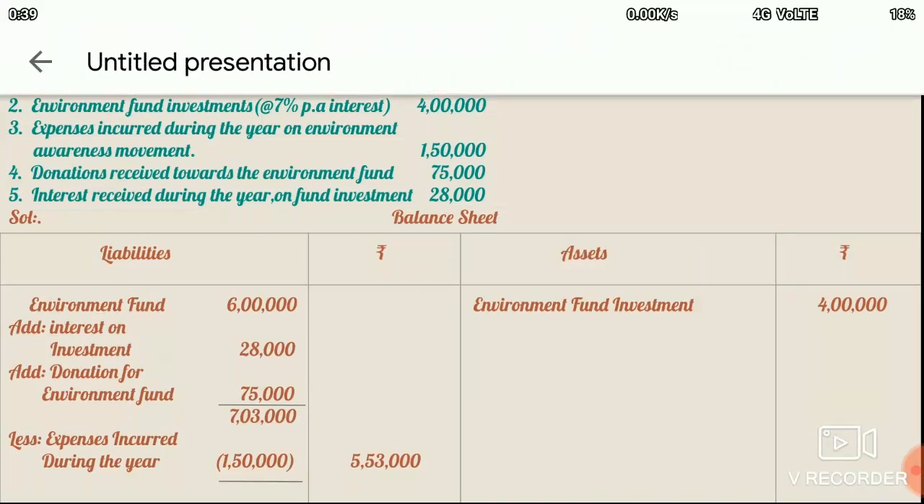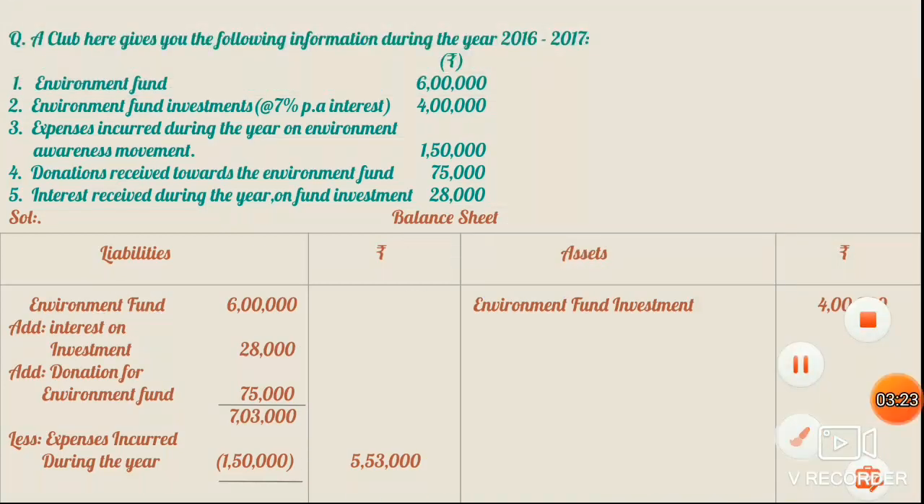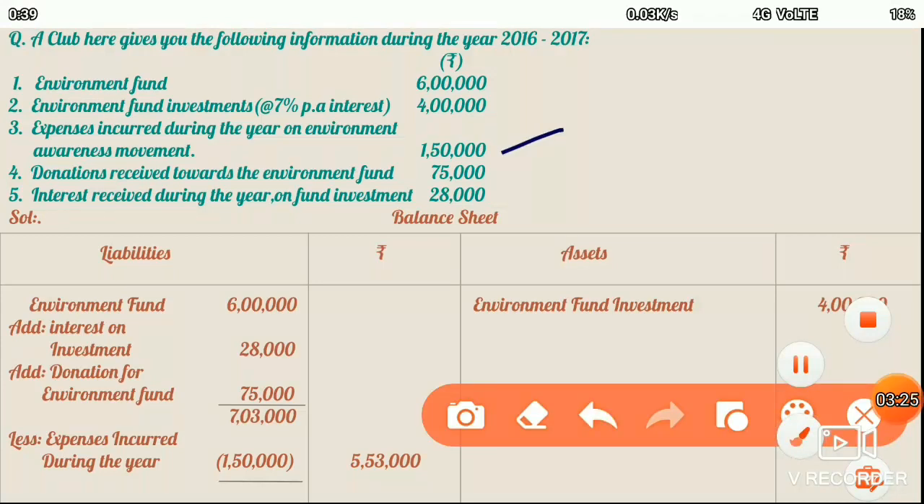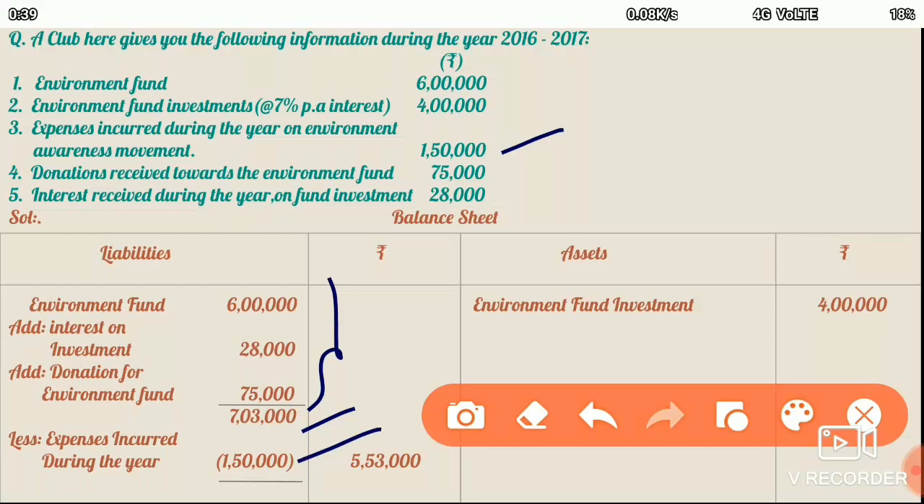The expenditure of 1,50,000 will be deducted from the total value of the fund. That means including all the income and the donations, the total fund comes to 7,03,000, and the expenses which were incurred on environment awareness movement will be deducted from the fund because this item is related to the fund which is created. So it will not be charged to the income and expenditure account.